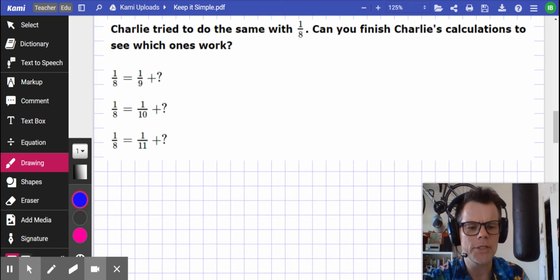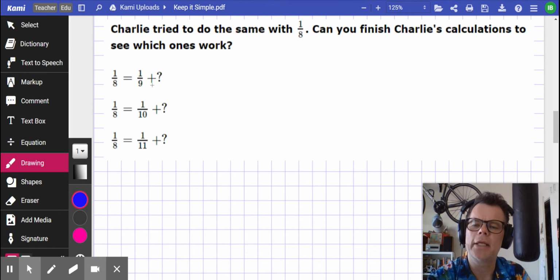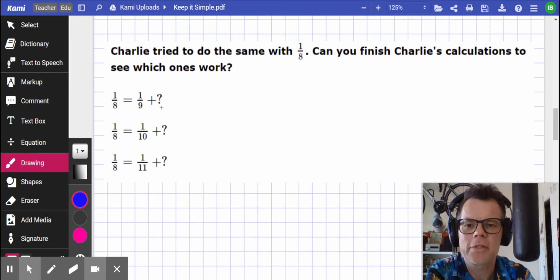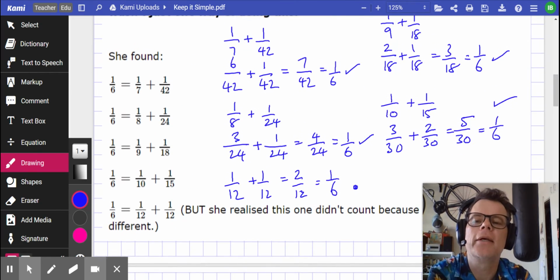Okay, let's have a go. Can we do it? Can we make 1/8 from 1/9 plus something? Oh, crikey. Can we make one? Well, what's our start point? How do we even know where to start? We can start by looking back at the work we did here.